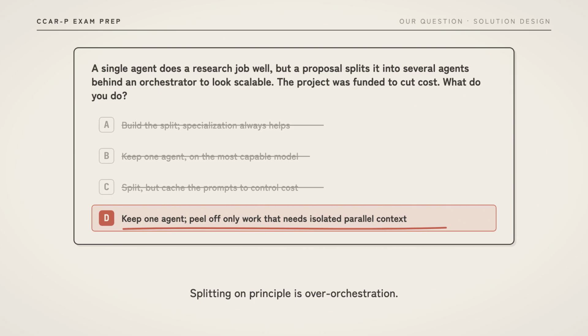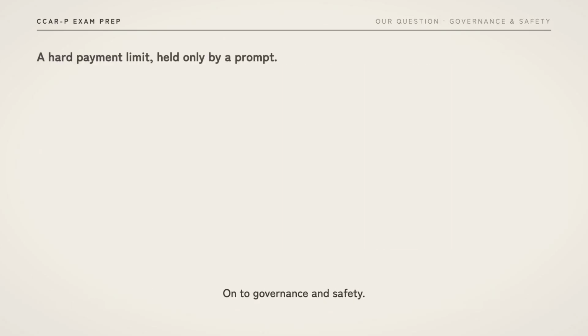Splitting on principle is over orchestration. The bigger model is scale standing in for strategy. And caching a split you never needed optimizes something before you've shown it should exist. On to governance and safety.